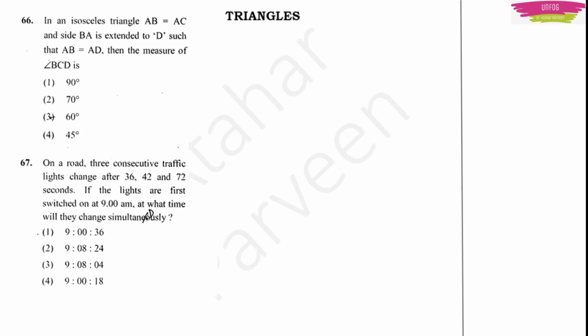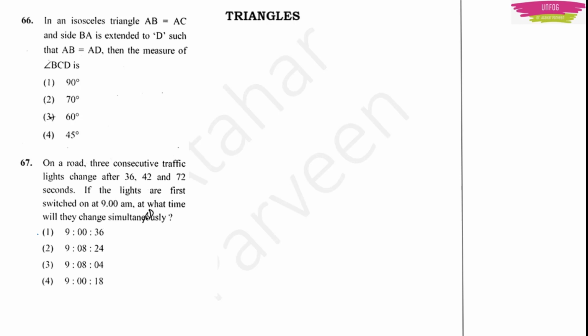Next, question number 66. It seems to be from triangles. See, many questions look like they are from triangles or quadrilaterals. We cannot exactly say sometimes. Okay, we will assume that this is from triangles only. So the question is, in an isosceles triangle, AB is equal to AC and side BA is extended to D such that AB is equal to AD. Then the measure of angle BCD is.